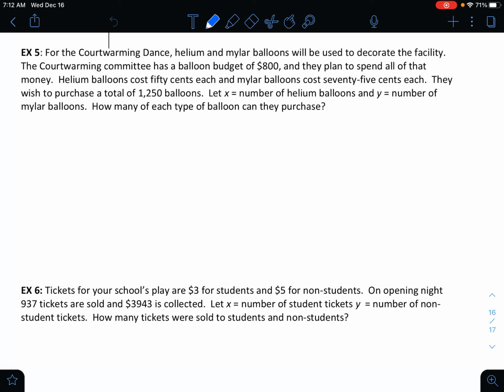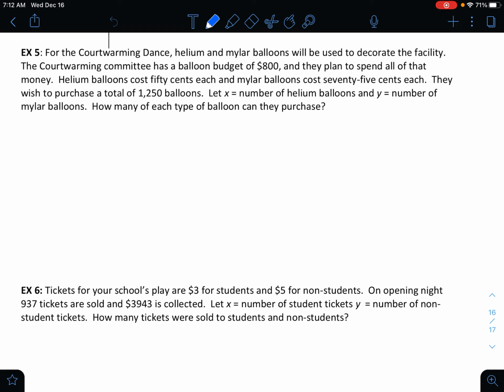Okay, let's look at these last two word problems here. We're going to set the equations up and then use the elimination method to solve. So number 5 says, for the court warming dance, helium and mylar balloons will be used to decorate the facility.